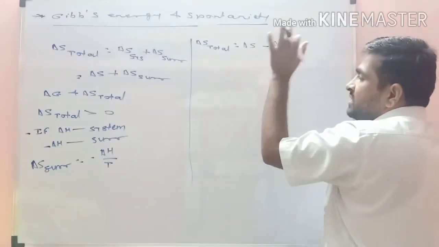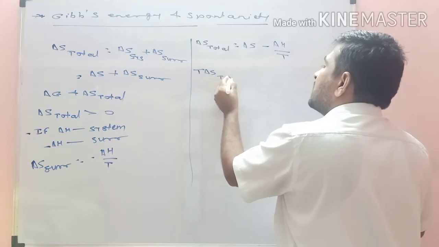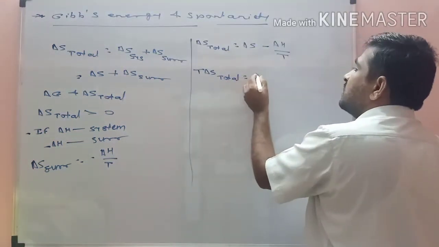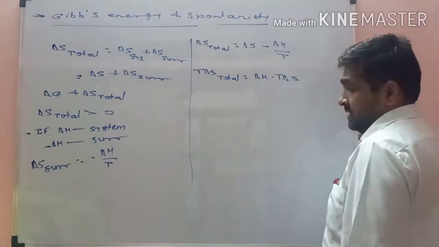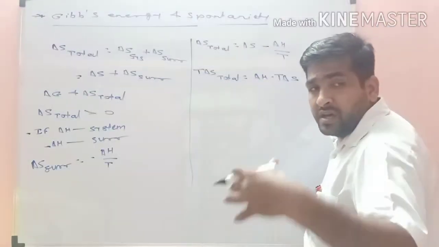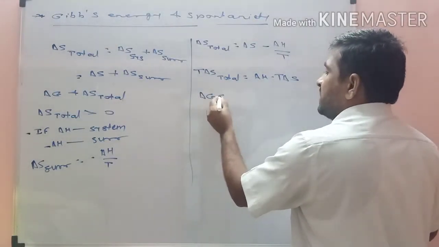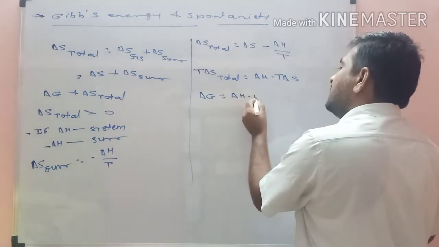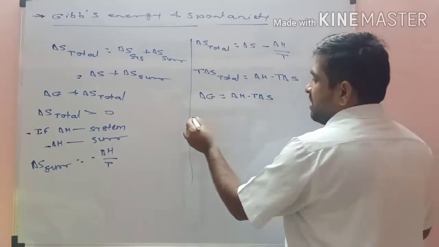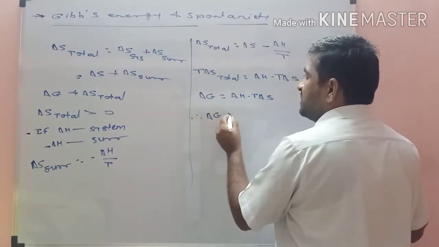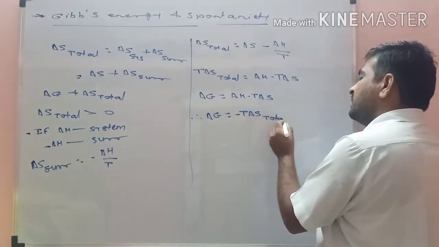Now this equation can be rearranged. T delta S total is equal to T delta S minus delta H. According to the Gibbs-Helmholtz equation, आपको पता है delta G is equal to delta H minus T delta S. Okay, therefore delta G is equal to minus T delta S total.